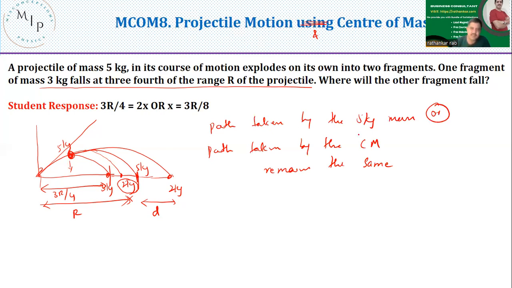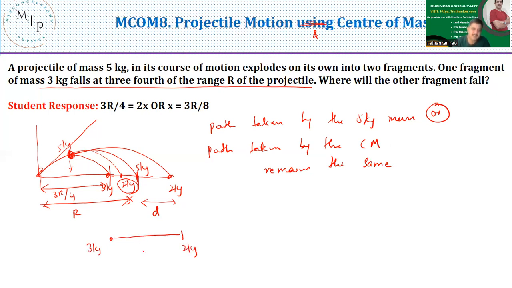But if you look at the center of mass, the explosion took place because of the internal force. The center of mass should not change, right? Which means the center of mass will always fall at this point. The clue has already been given to you. The 3 kg mass is located here. The 2 kg mass is located somewhere over here.